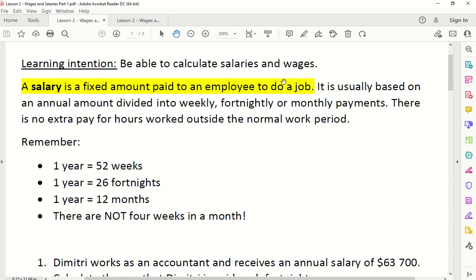So what is a salary? Well, I would be getting this down in my book. A salary is a fixed amount paid to an employee to do a job. So it's usually based on an annual amount divided into weekly, fortnightly, or monthly payments.